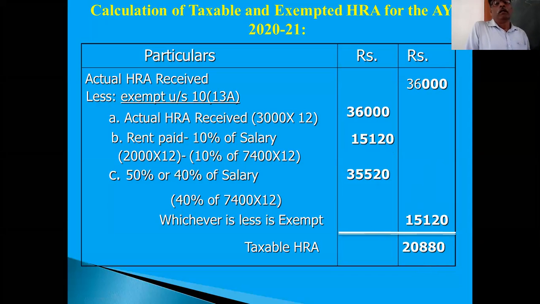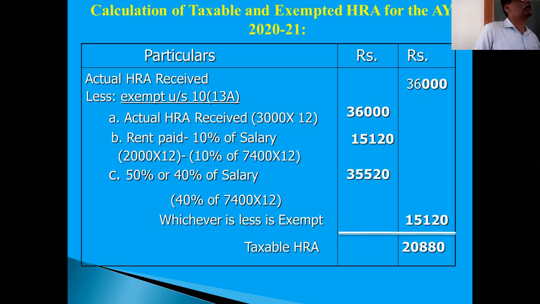My advice to you people is you calculate monthly. Monthly based you calculate and multiply by the number of months served in that year. In some cases, the worker may have served for all the 12 months, and in some cases he may not have served for 12 months. Better to calculate monthly base. Monthly you take 3,000. HRA received is 3,000 per month.